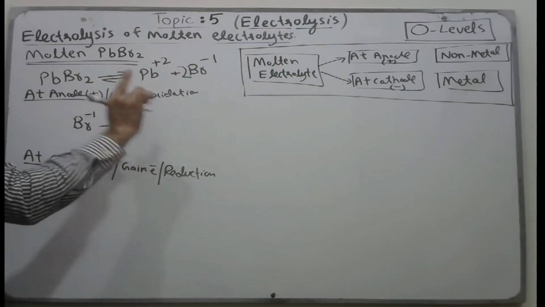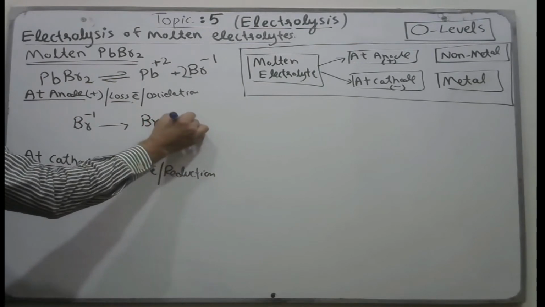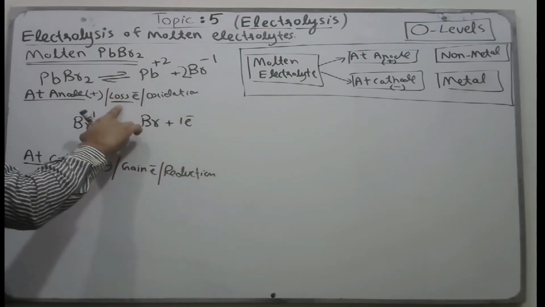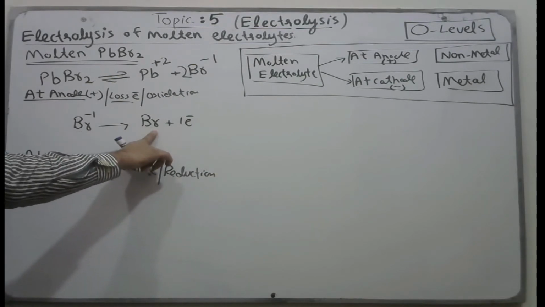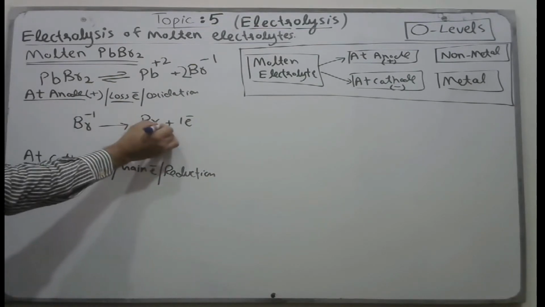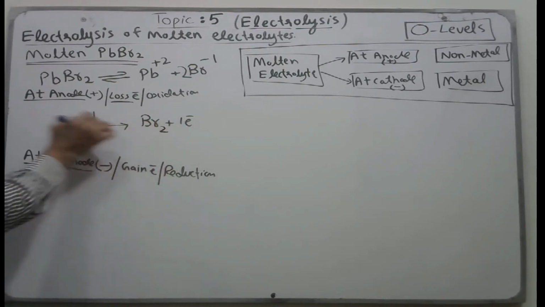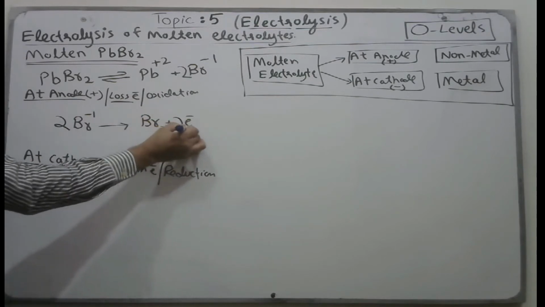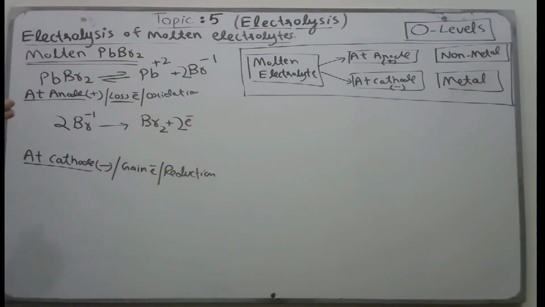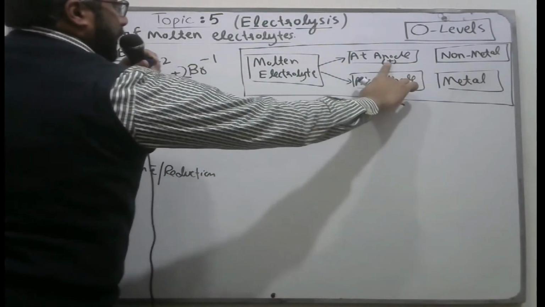Lose means electrons will appear on the right side. So one charge is there, one electron is lost. But bromine exists in the form of Br2 because non-metal normally exists in diatomic state. So in order to balance bromine, we should write 2 here. One bromide losing 1 electron, 2 losing 2. So your product at the anode is a non-metal. Look at that, non-metal at the anode always.